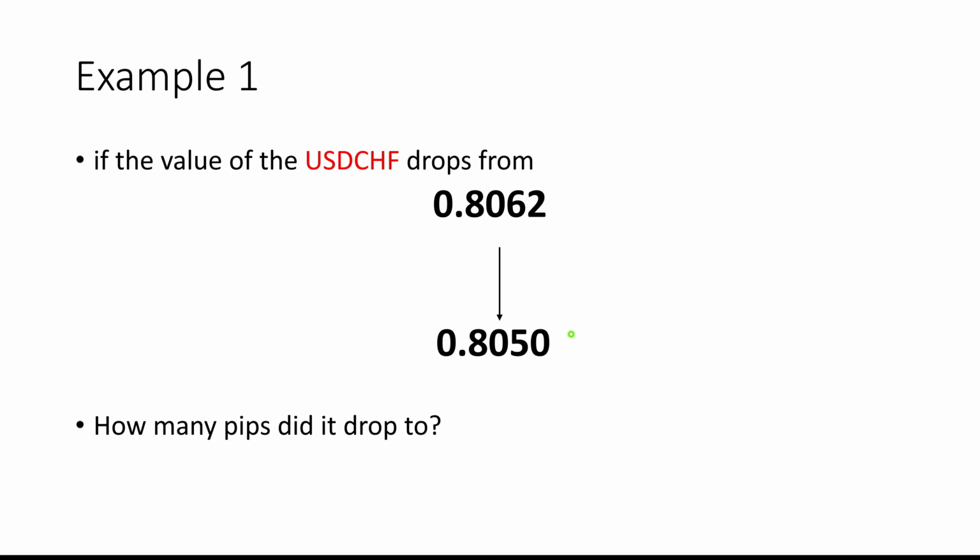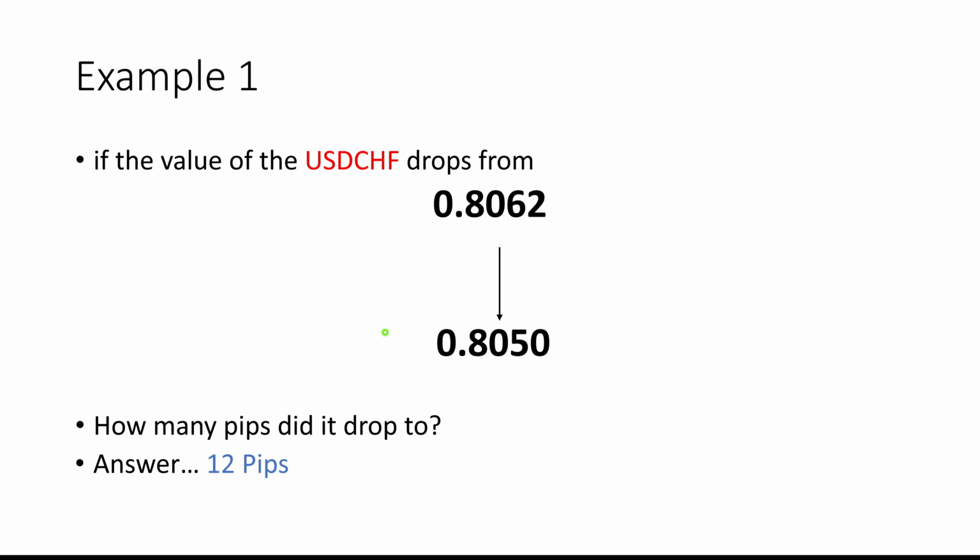Let's look at our FX example on USD CHF. If the value of USD CHF drops from 0.8062 to 0.8050, how many pips did it drop? We just have to do a simple subtraction. We subtract 0.8050 from 0.8062, and then what do you arrive at? You arrive at 12 pips. So the correct answer, I beg your pardon, is 12 pips. I believe that you have the same answer as well.